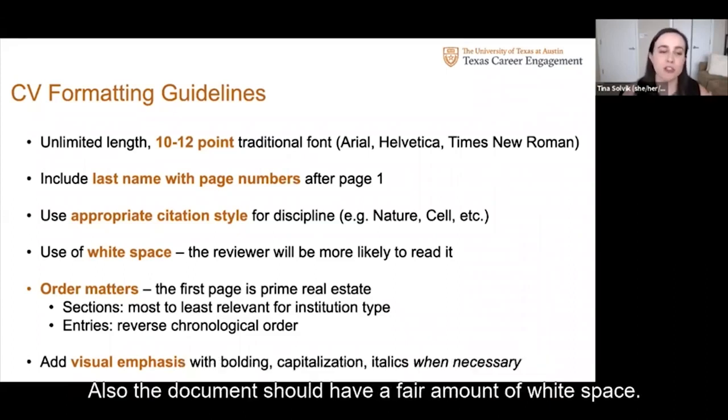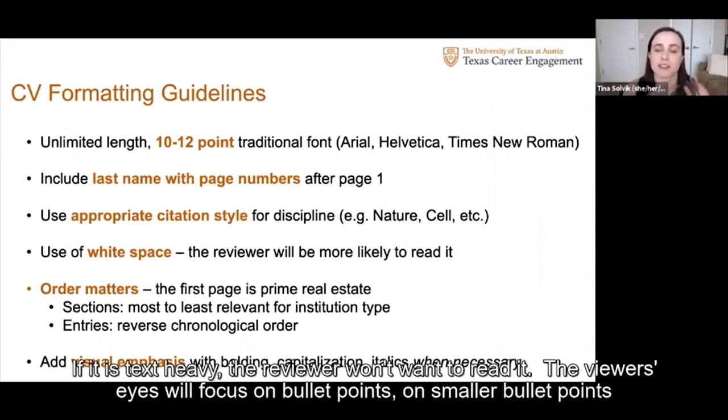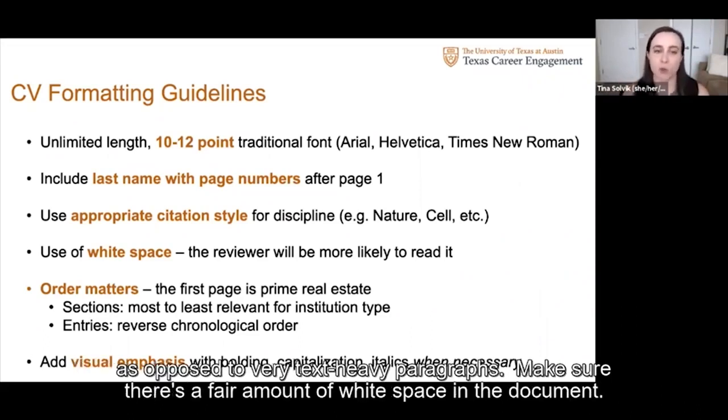Also, the document should have a fair amount of white space. If it is text heavy, the reviewer is not going to want to read it. People have done studies and reviewers' eyes are going to focus more on smaller bullet points as opposed to very text heavy paragraphs. So make sure that there is a fair amount of white space in the document.